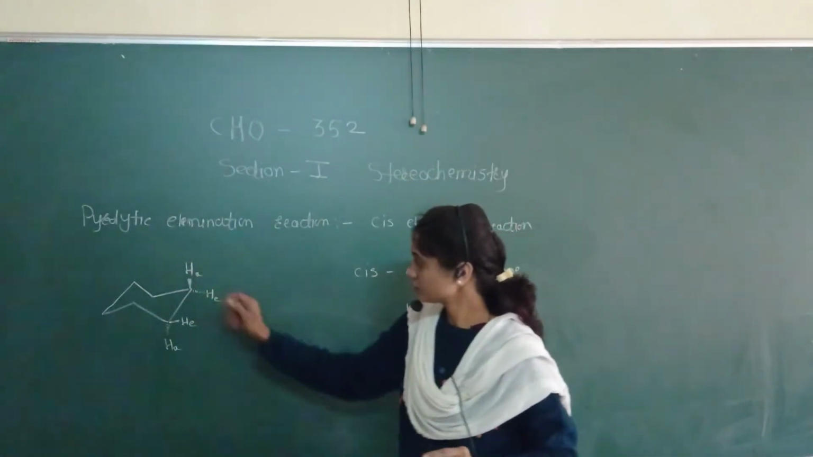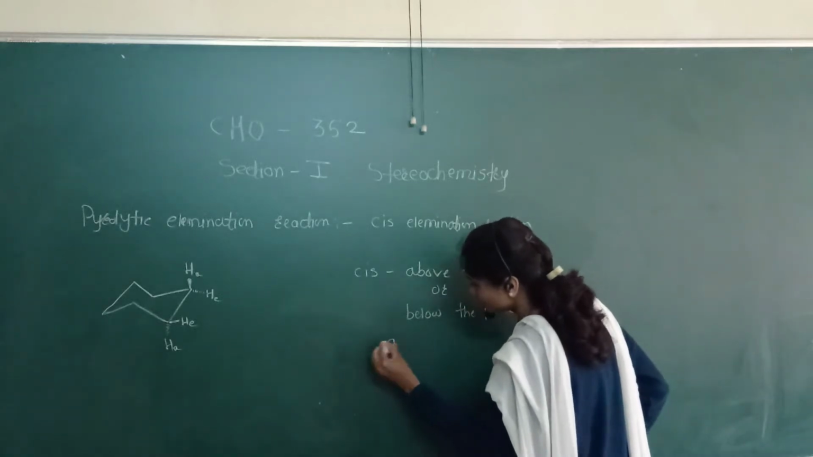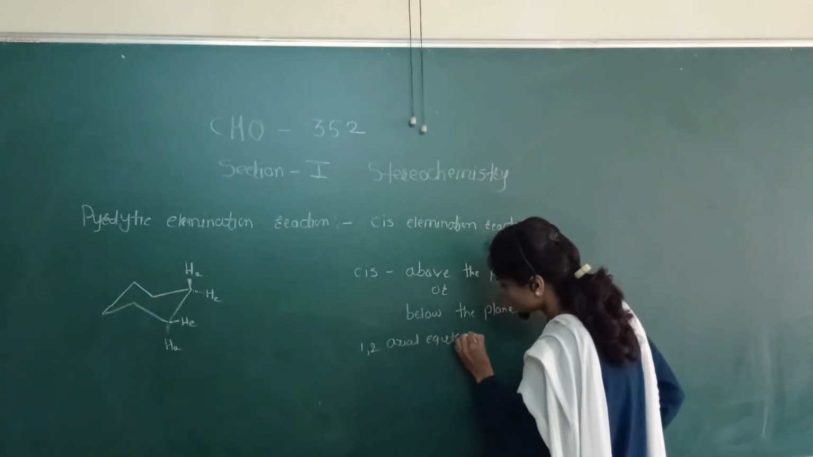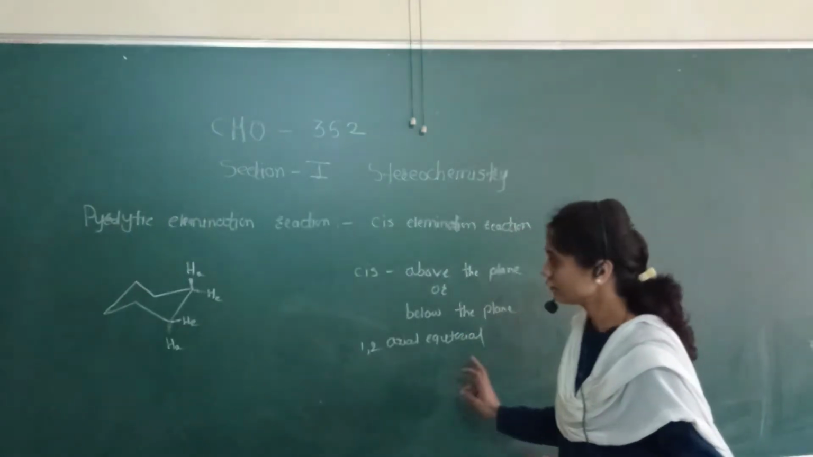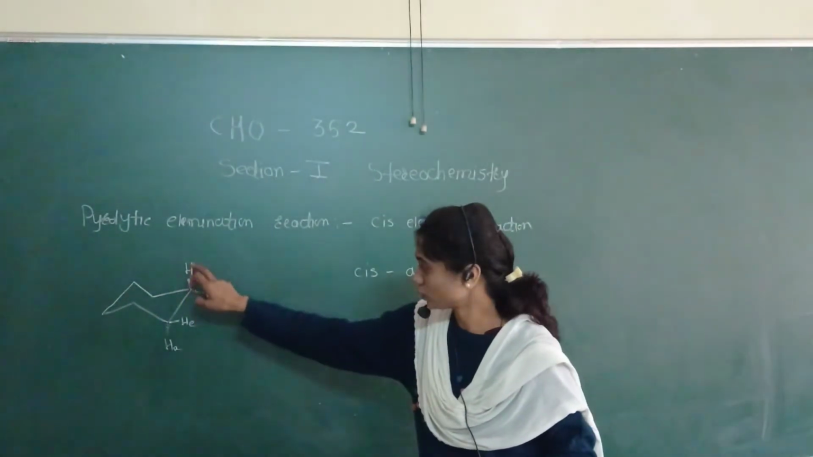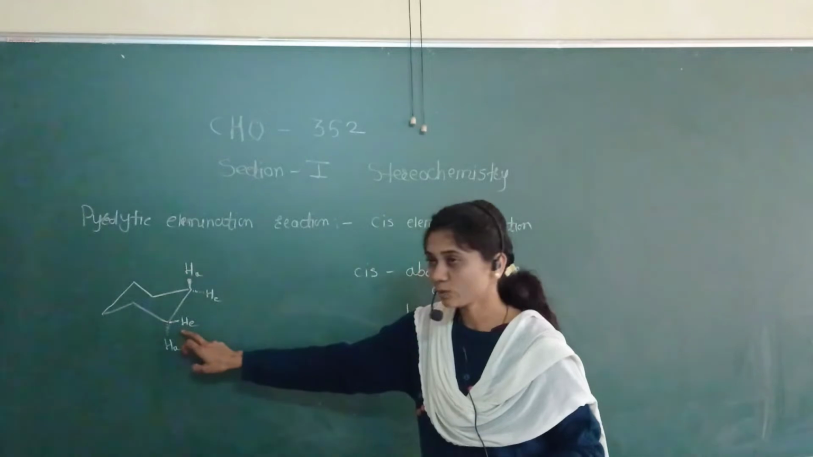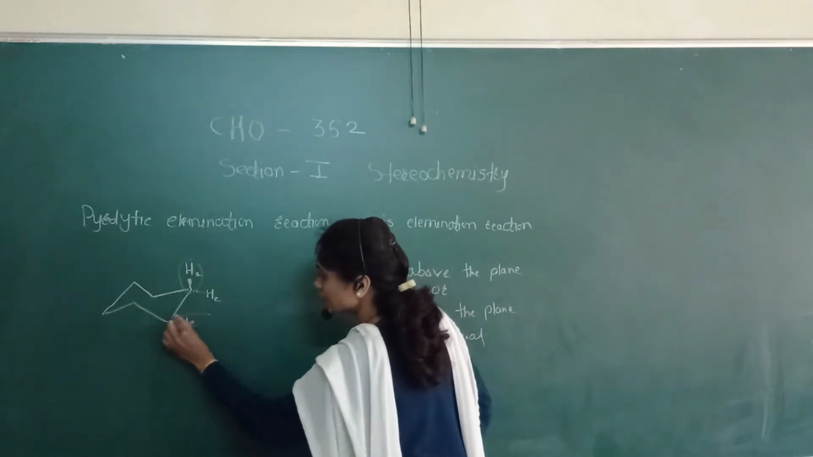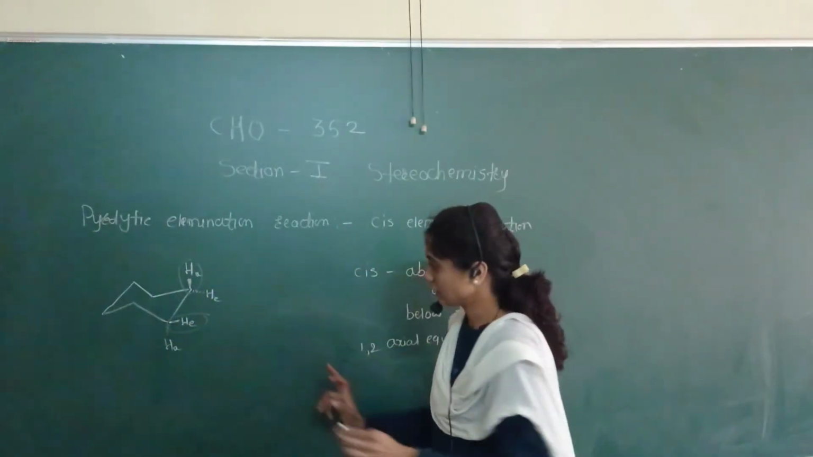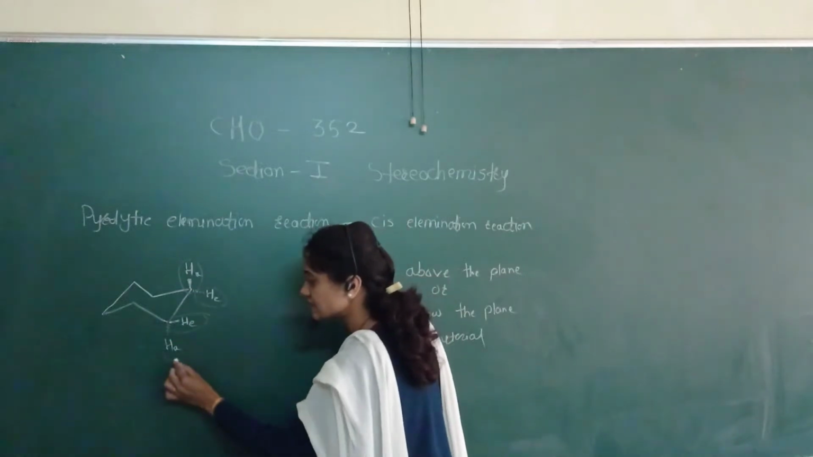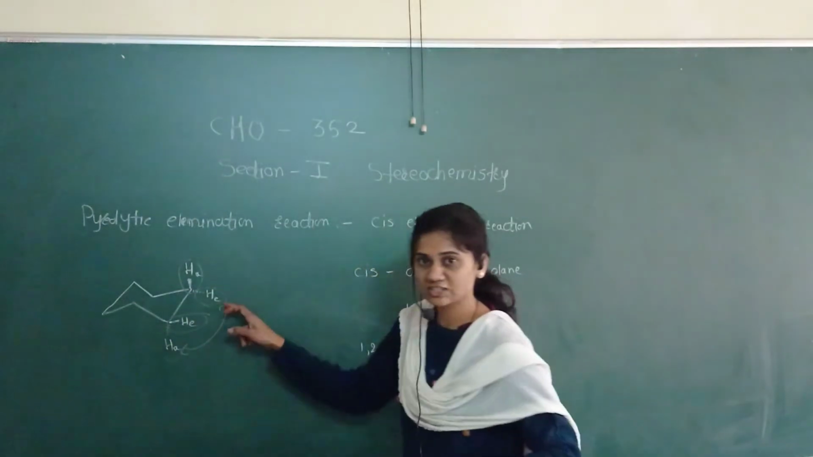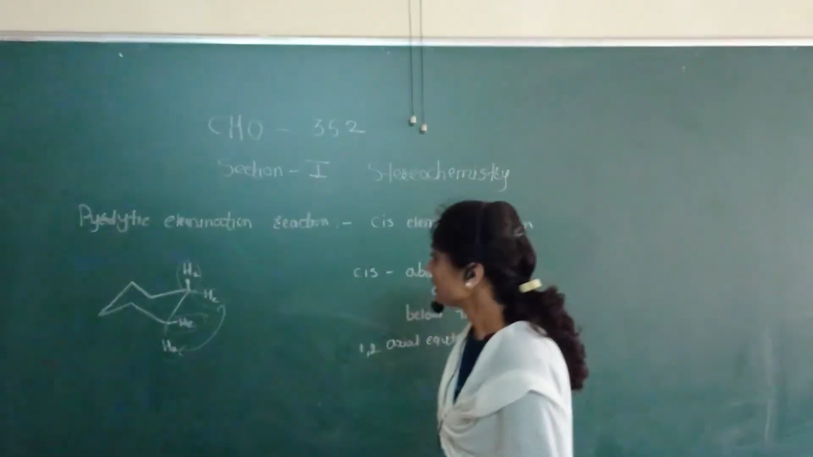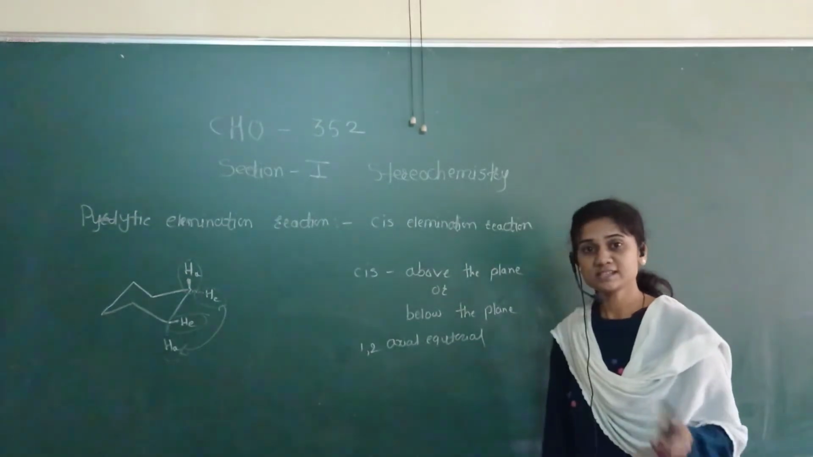Suppose one is axial and one is equatorial. This hydrogen is axial, above the plane, and this hydrogen is equatorial, also above the plane, which means these hydrogens are cis to each other. Or this equatorial hydrogen and this axial hydrogen are cis to each other. Do you get it?